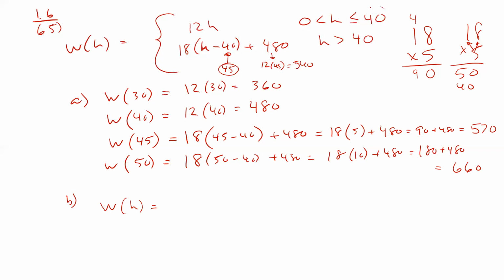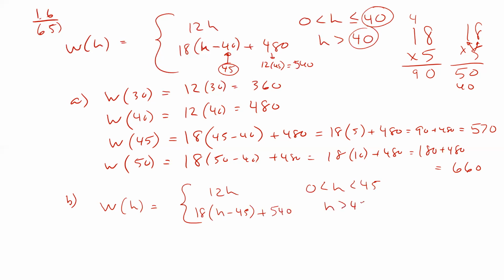Yeah, this has to change as well, right? These two pieces here have to correspond as well. So now I got myself this right here. So $12 an hour still, but now the hours are up to 45. Then 18 times H minus 45 plus the 540, H greater than 45. Okay, boom, is that good there?